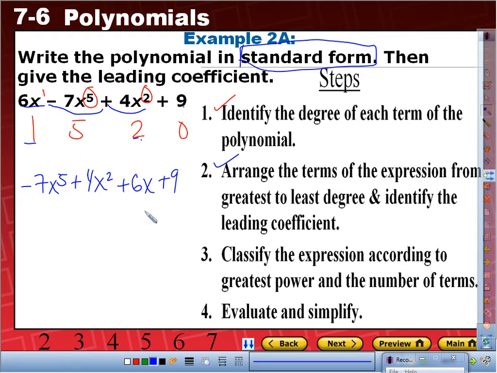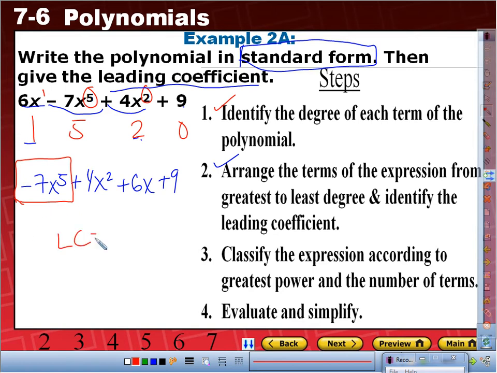Remember that? Okay. And the last thing, we needed to identify the leading coefficient. I said go to the first term from left to right. Here's my first term. And look at the coefficient. What number is multiplying the variable?